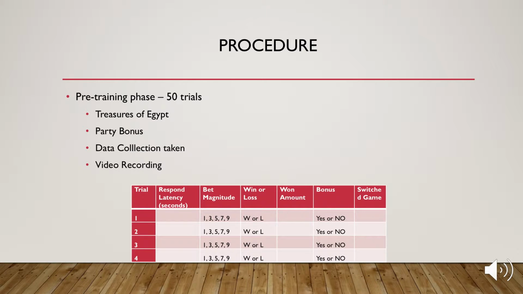For the data collection, you can see here an example of what the data collection sheet looked like. It recorded the trials so that we knew when we hit 50 trials, the response latency in seconds, the bet magnitude, so like I said, both games were 1, 3, 5, 7, and 9, and if they won or if they lost on that spin. And then the won amount, that was definitely something from the study, seeing what were actual wins and losses disguised as wins. Also if they got a bonus, and when they switched games, when they were playing Party Bonus and when they switched over to Treasures of Egypt or vice versa. There was also video recording done during this time.